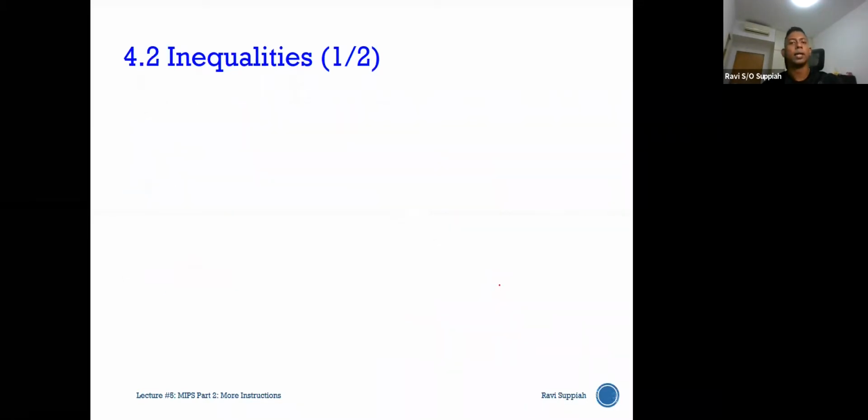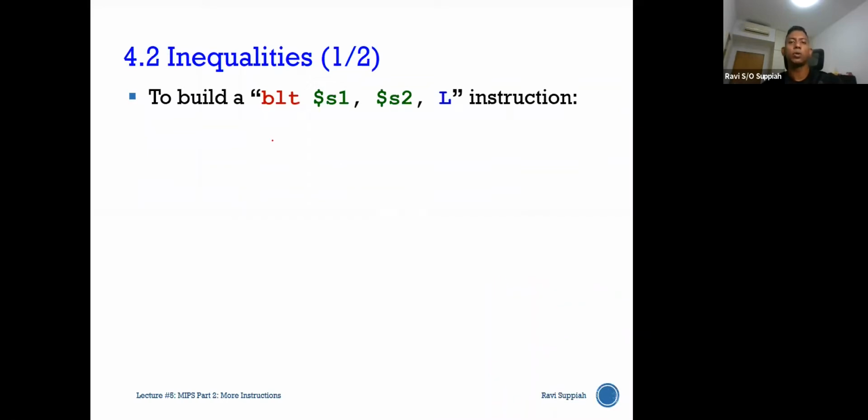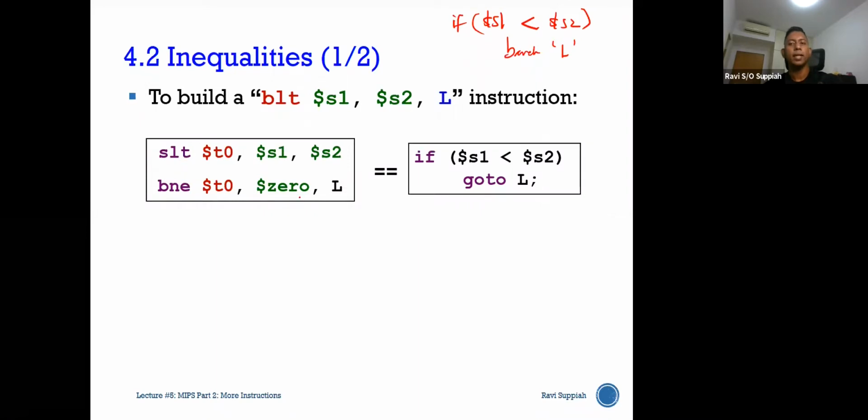So how do I make use of this? If I want to do a branch if less than, if I want to execute this instruction, branch if less than S1, S2, L, that means if S1 is less than S2, then I do a branch to L. This is the logic I want to implement. Now, how can I do this using the SLT and branch combined together? So let's look at what is shown here.